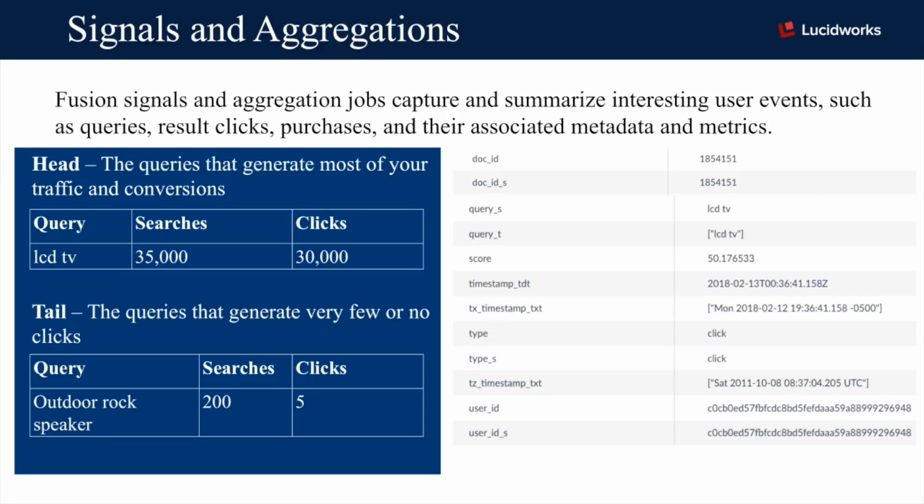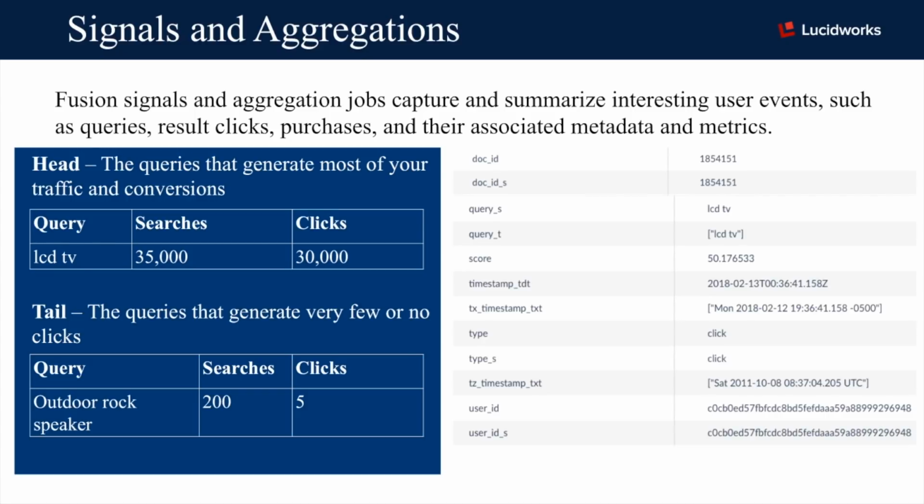Also the user ID. We can use this information to build a recommender, set up a clickstream model, or even build a query categorization classifier. For Head and Tail analysis, we take the query terms issued and then aggregate based on different signal event types, such as search and clicks. For instance, we see 35 searches for LCD TV and 200 for outdoor rock speaker.